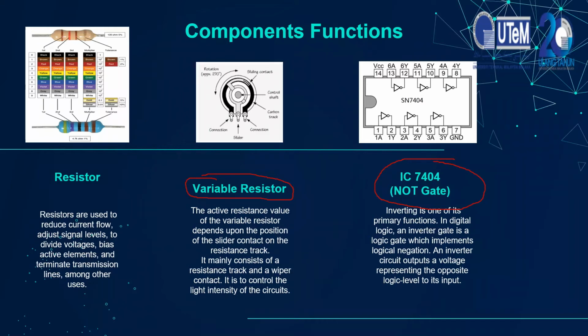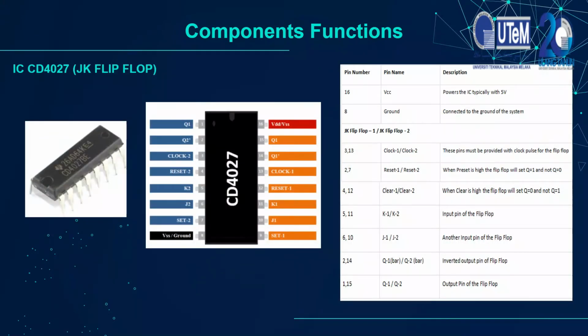Okay, so we'll be using IC7404 for the NOT gate in our circuit. And lastly, for the JK flip-flop, we will be using IC CD4027. So here are the component functions to determine the data that will be sent to the transistor.